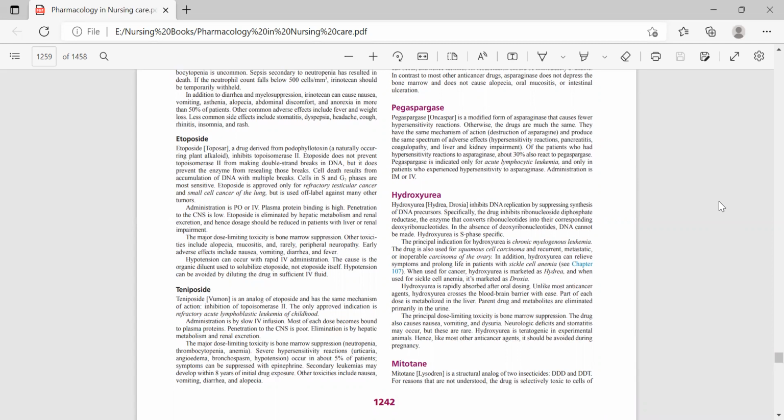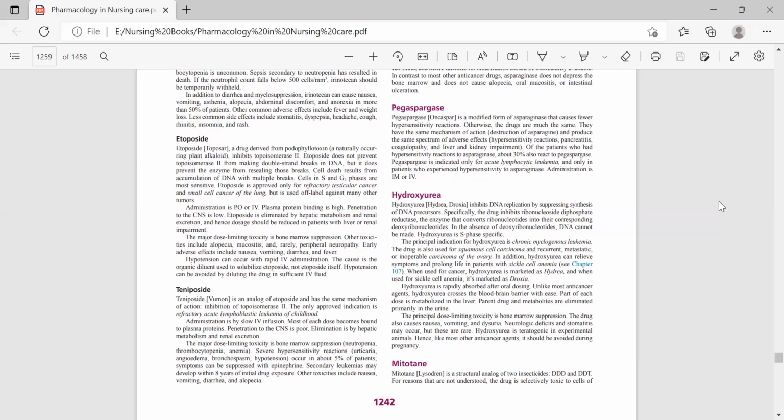This occurs in S and G2 phases, so we may call etoposide cell cycle phase specific, in S phase and G2 phase. The drug is approved for refractory testicular cancer and small cell cancer of the lung. Administration is PO or IV. Protein binding is high. CNS penetration is poor.